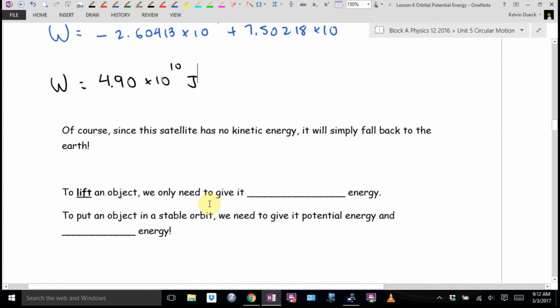Of course, since this satellite has no kinetic energy, it's going to fall back to the Earth. To lift an object, we only need to give it potential energy, but to put an object in a stable orbit, we need to give it potential energy and kinetic energy. More rocket fuel.